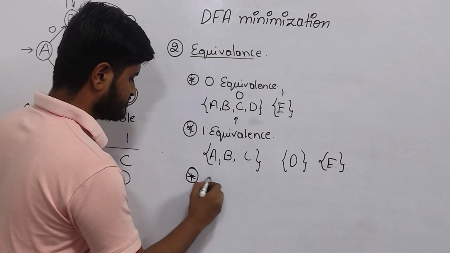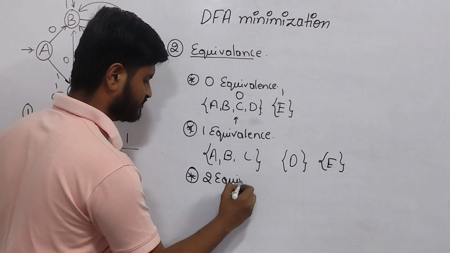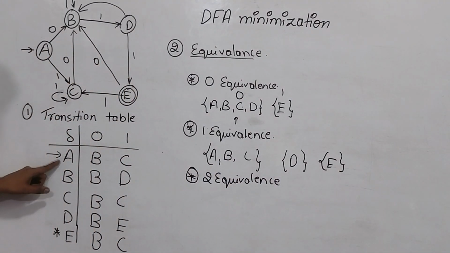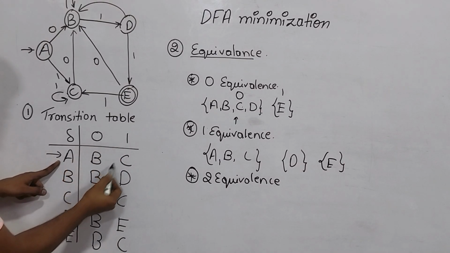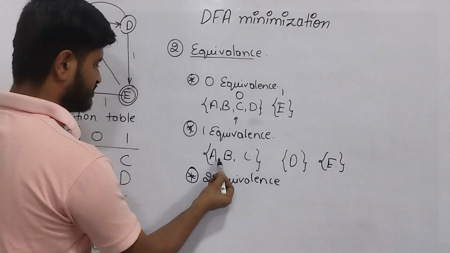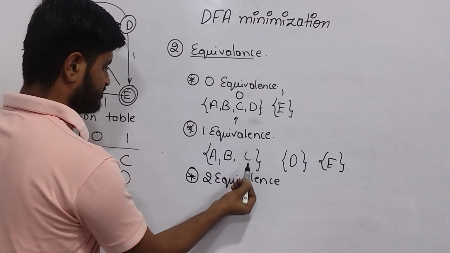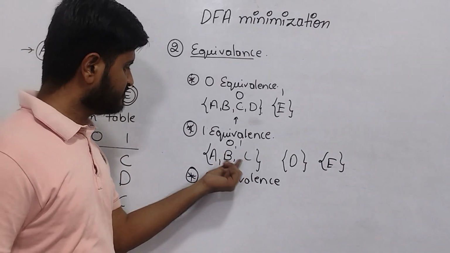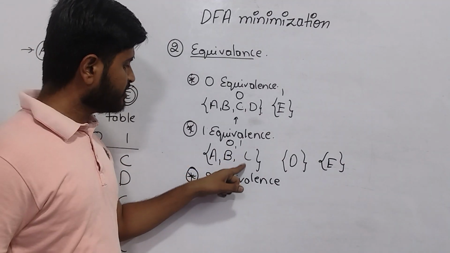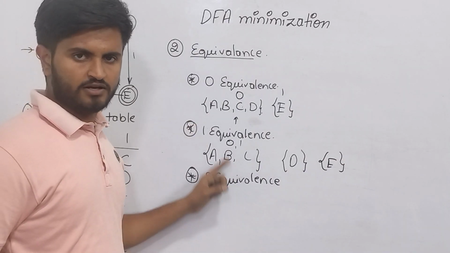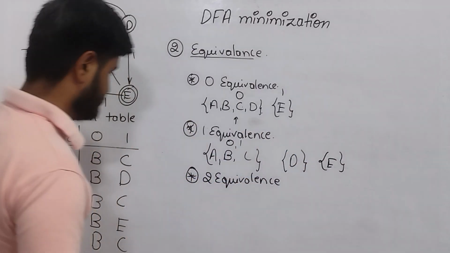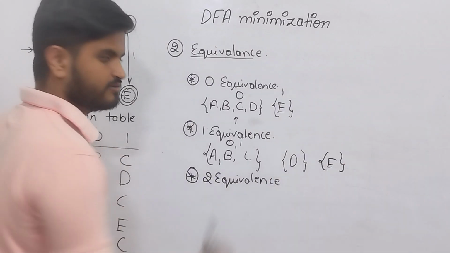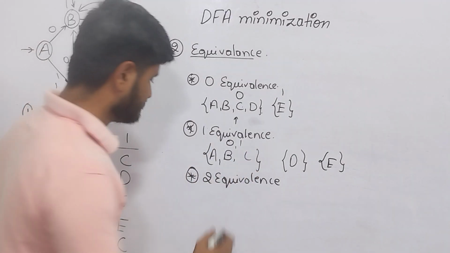Now let's move on to the second equivalence. Second equivalence, for A, B, C. A, for 0 it is moving to B and for 1 it is moving to C. So for 0 also, for 1 also, it is moving in this group only. If B and C are moving to this group only, then it is perfect, or else we will be moving to another state. B, if you see, for 0 it is moving to B, and for 1 it is moving to D. So you can say that B is a separate group.